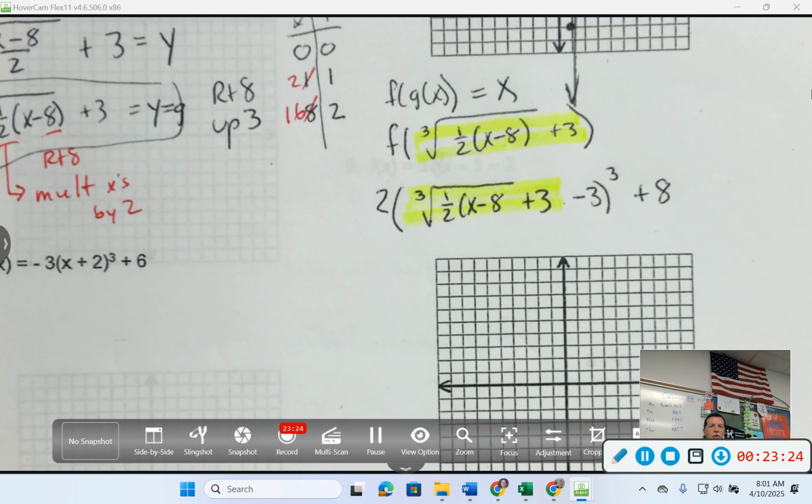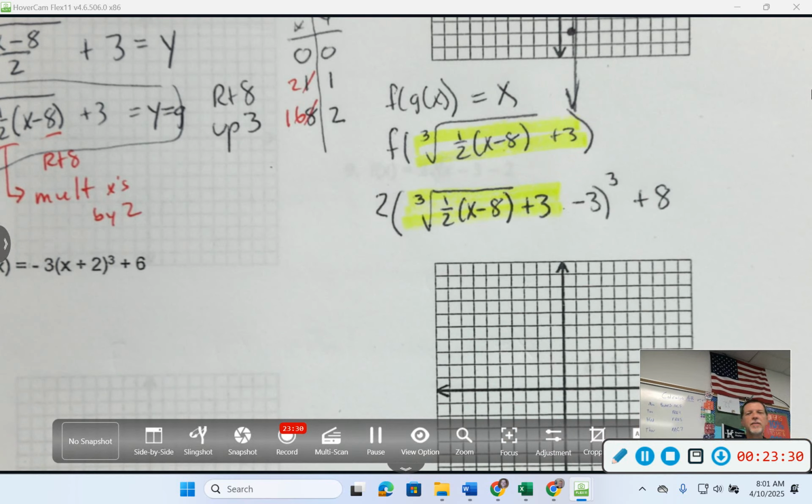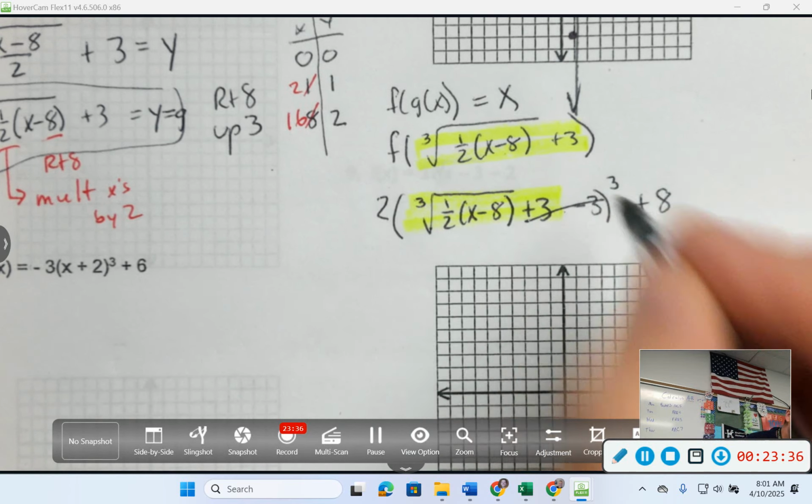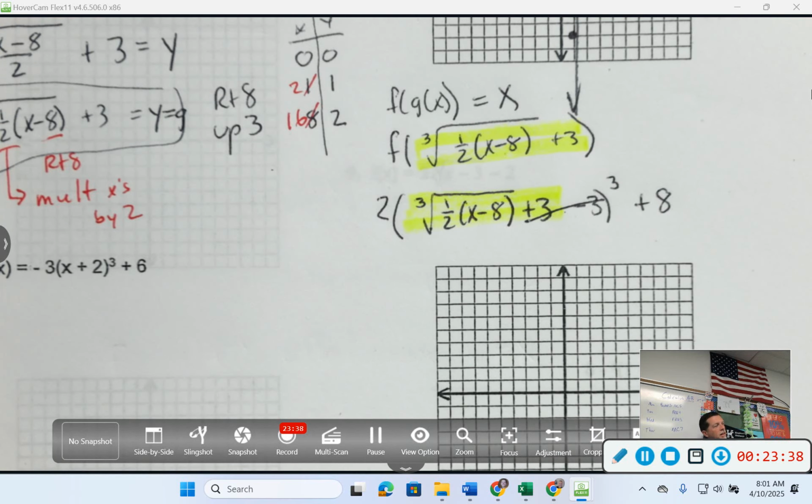The 3's go away first. Is that parenthesis supposed to be open after the 8? Good call. So what goes away first? The 3's. And then, like Ryan said, the cube root. The cube root and the cube go away.